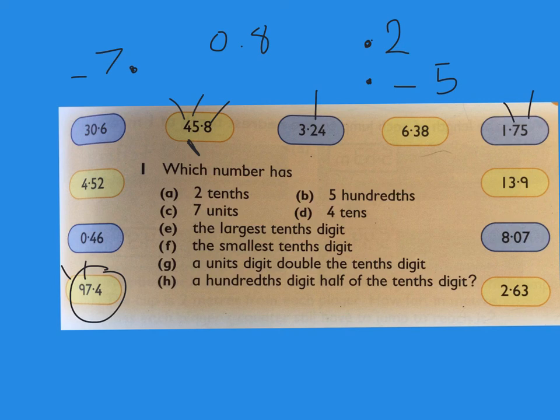The largest 10th digit, so as I said earlier on, the 10th digit is the one directly to the right of the decimal point. It's the largest 10th digit, and that is 13.9 because you have 9 tenths. The smallest 10th digit, that is 8.07 because you've got 0 here.